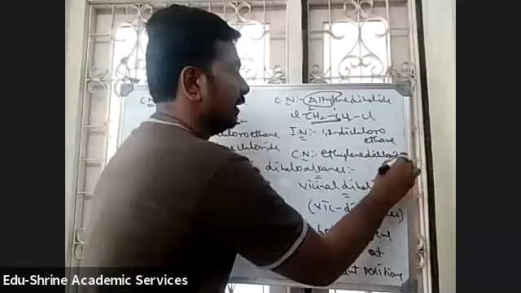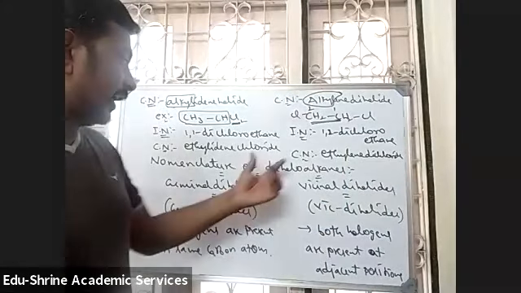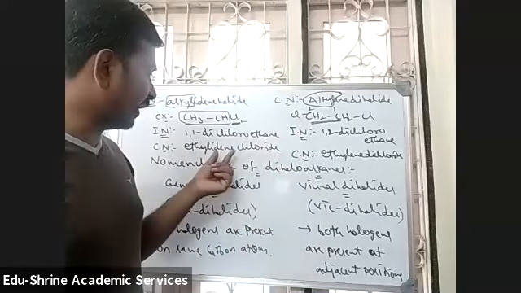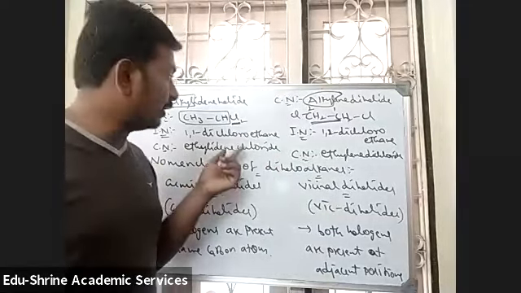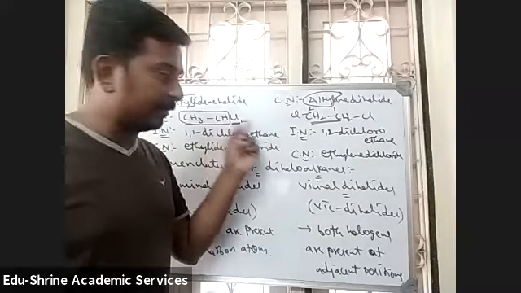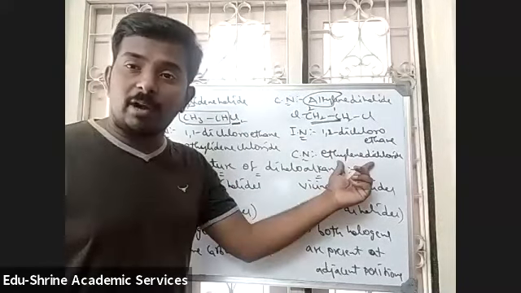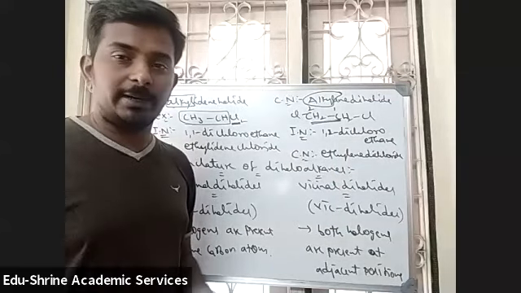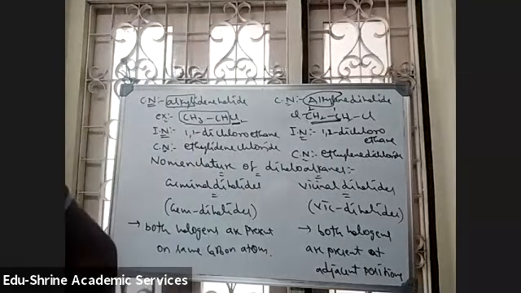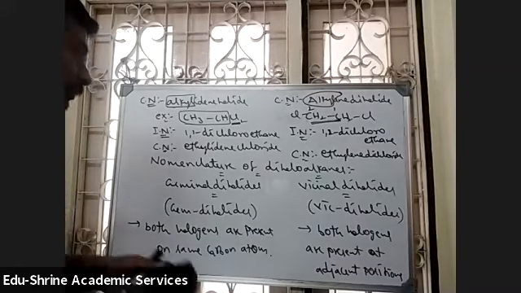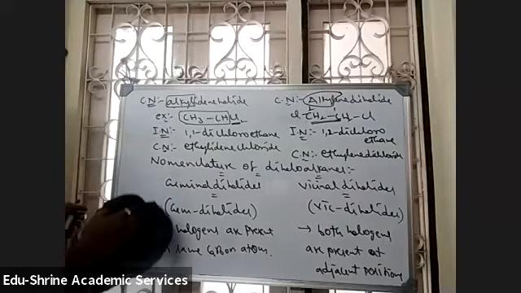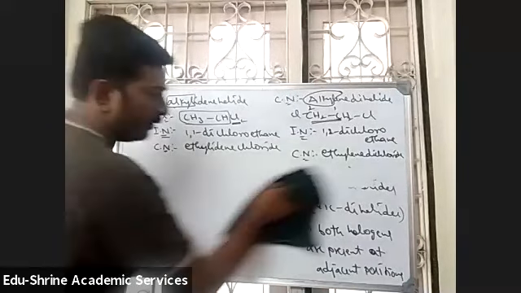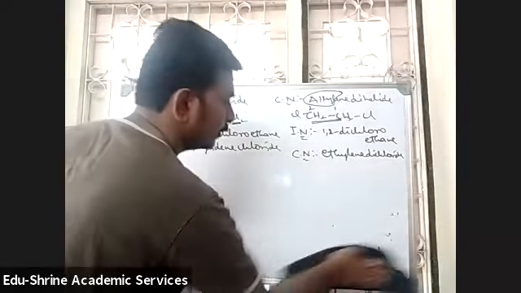So while writing the reactions also, according to the name, you need to write the structure. If they give ethylidene chloride, you need to write both the chlorine atoms on the same carbon atom. If they give ethylene dichloride, then you need to write both the chlorine atoms on different carbon atoms. Okay? So this is about the nomenclature of haloalkanes and haloarenes.